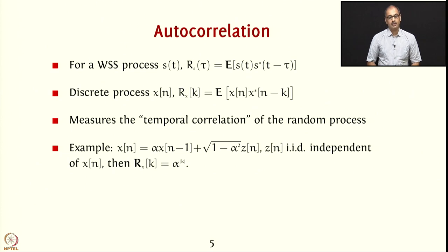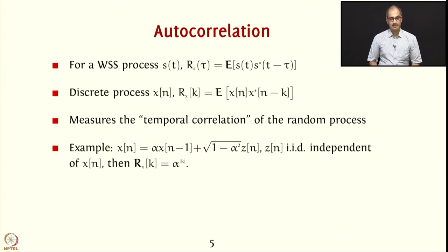Intuitively, the autocorrelation function specifies the temporal correlation of the random process. That is, you get an idea of how much correlation there is between the realization of the random variable in the current time instant with some other time instant, let's say at some number of seconds apart. Let us look at a practical example.